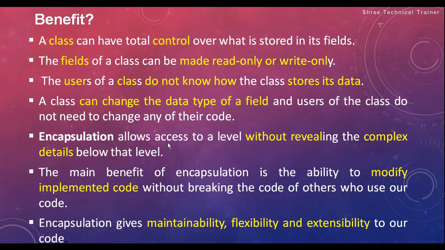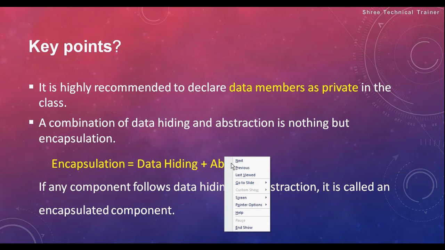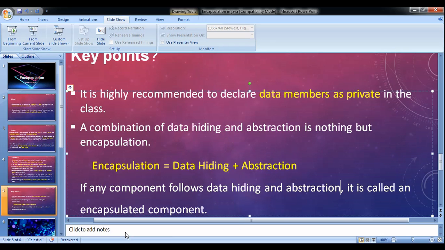So encapsulation allows access to a level without revealing the complex details below that level. The main benefit of encapsulation is the ability to modify the implemented code without breaking the code of others who use our code. Thus, encapsulation gives maintainability, flexibility and extensibility to our code. Let's see an example and get back.